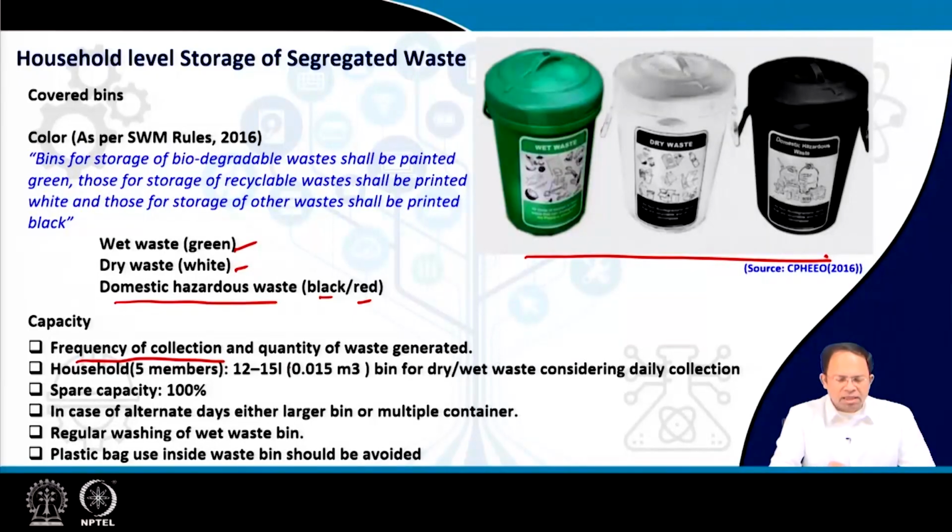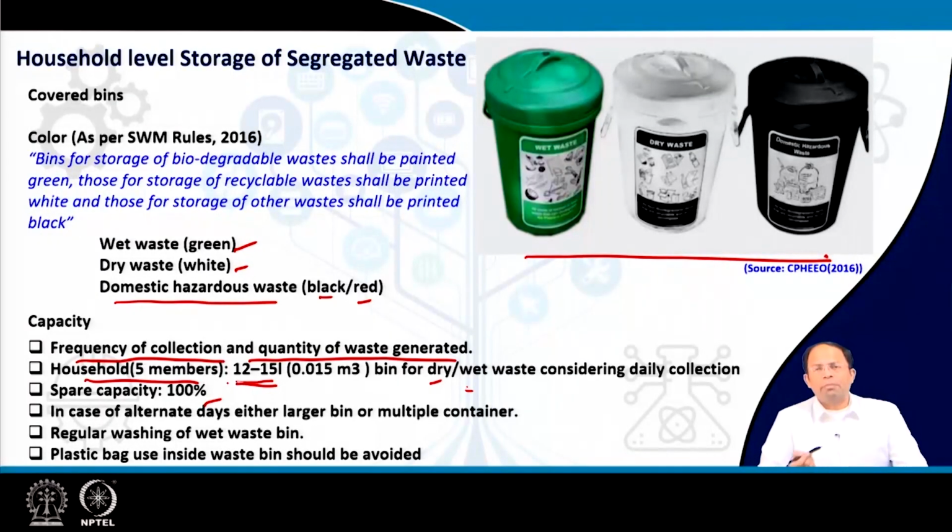The other criterion is the quantity of waste generated per day by all the members of the household. That gives us the waste for one day, and then based on the frequency we can determine the overall capacity of that particular bin. For a household with 5 members, approximately we find that the container should be 12 to 15 liter capacity, which is like 0.015 meter cube, and this is for dry waste and wet waste separately. That means one container for dry waste, one container for wet waste, each of capacity 12 to 15 liters. And there has to be consideration of spare capacity.